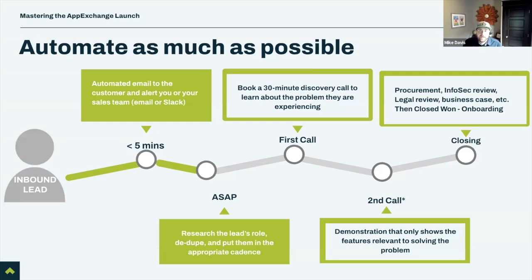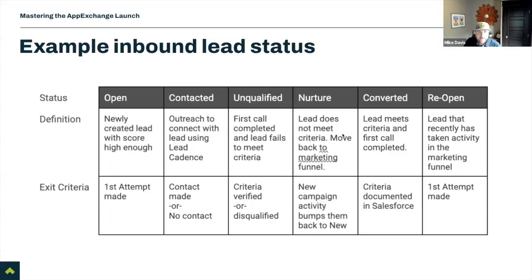We recommend building an alert to your sales team as well, either via Slack or email, to let them know that a new lead has come in. And then your sales process comes in. This is just an example of the sales process, but our goal across the board should be to get customer conversations from those initial leads.